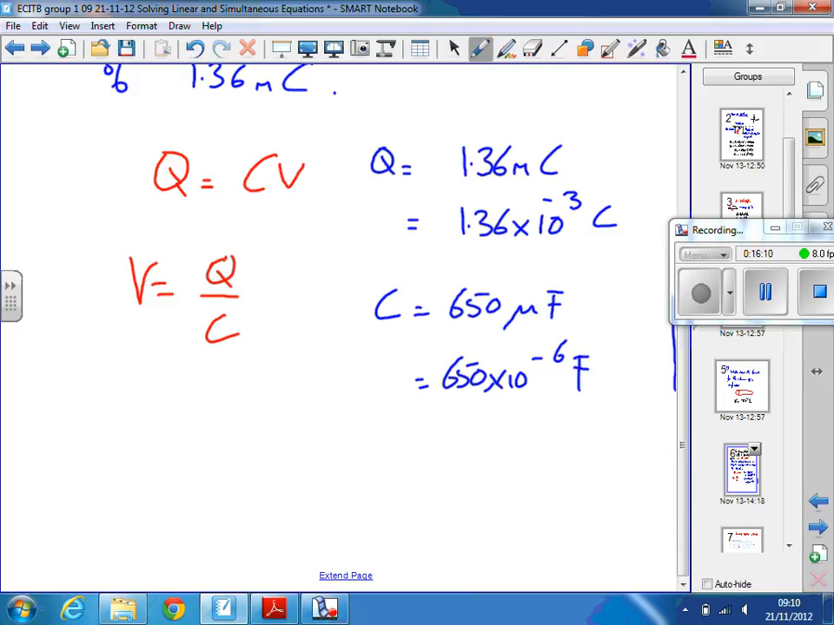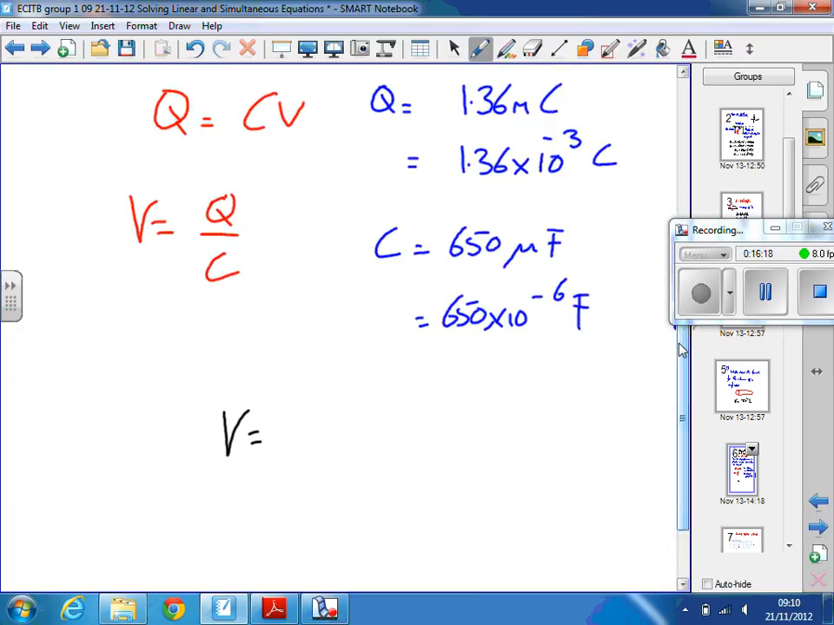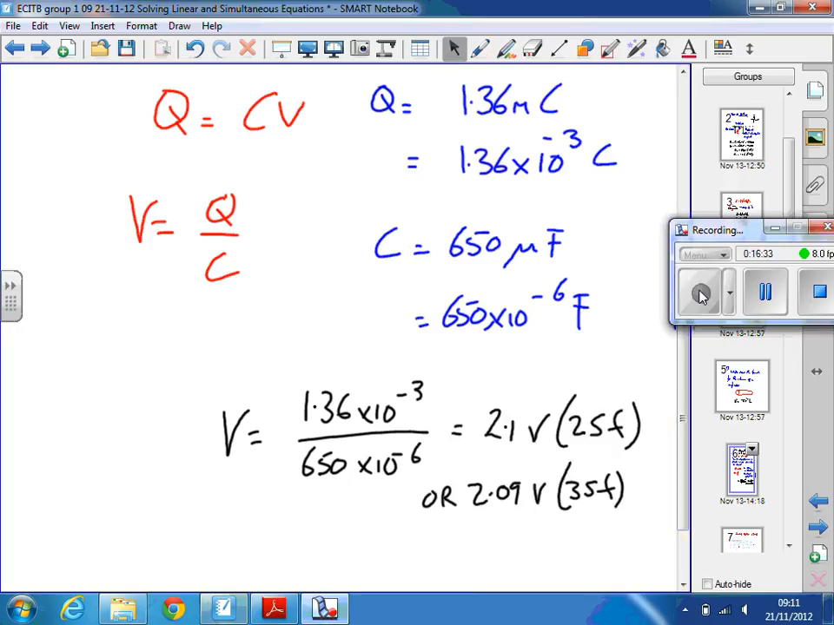And now plug the numbers in. So the voltage is going to be 1.36 times 10 to the minus 3 divided by 650 times 10 to the minus 6, and then I give my answer to an appropriate accuracy. So the answer is 2.1 volts to 2 significant figures, or 2.09 to 3. Well, that would be up to you which one you picked.